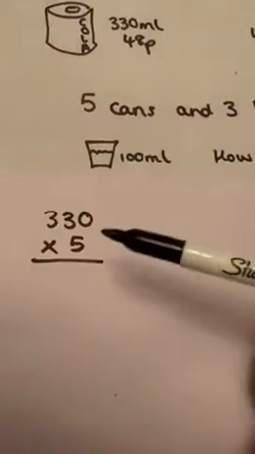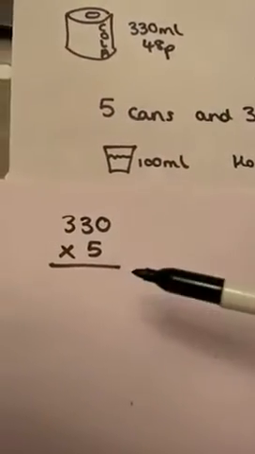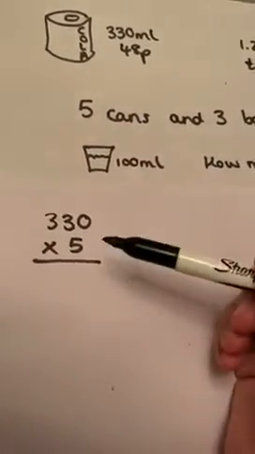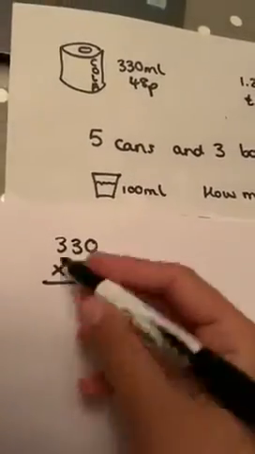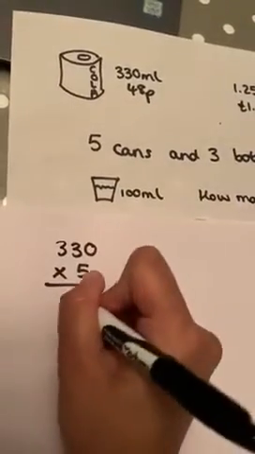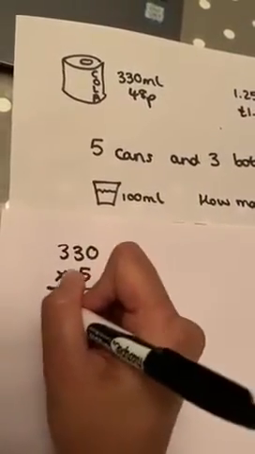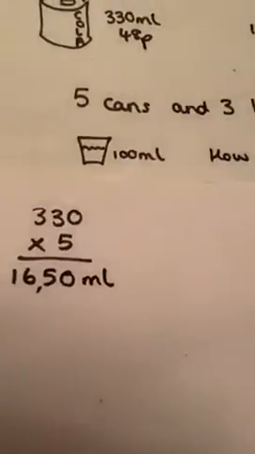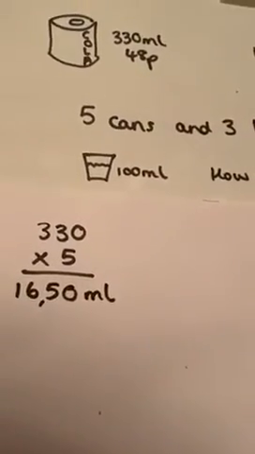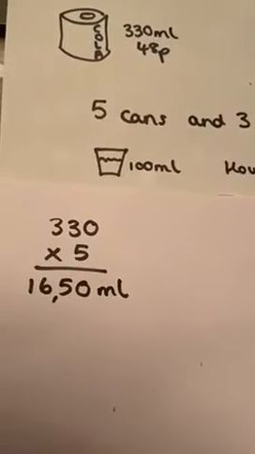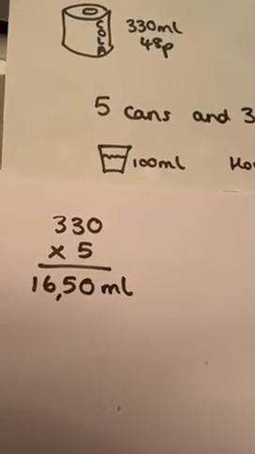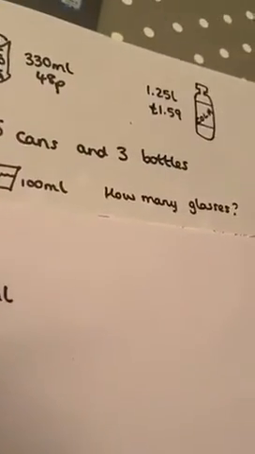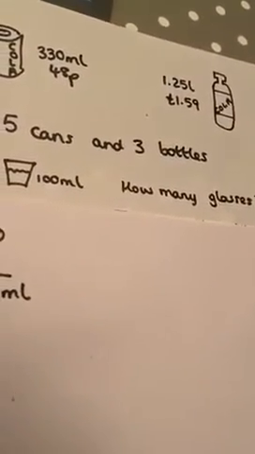So you could either do repeat addition, 330 plus 330 plus 330 plus 330 plus 330, or you can do it as multiplication. So 0 times 5 is 0, 3 times 5 is 15, 3 times 5 is 15, carry the 1. 1,650 millilitres. Or, what would that be in litres? That's right, 1.65 litres. Then we have 3 bottles.